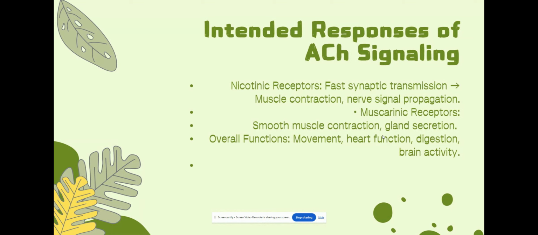Intended responses of the acetylcholine signaling pathway. Nicotinic receptors mediate fast synaptic transmission, and this leads to muscle contraction and nerve signal propagation. And muscarinic receptors cause smooth muscle contraction and gland secretion. Overall functions include movement, heart function, digestion, and brain activity.